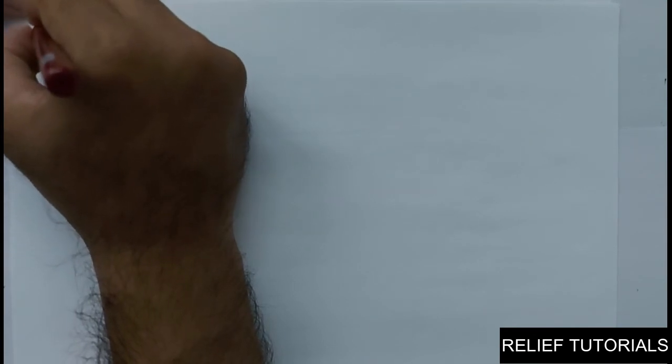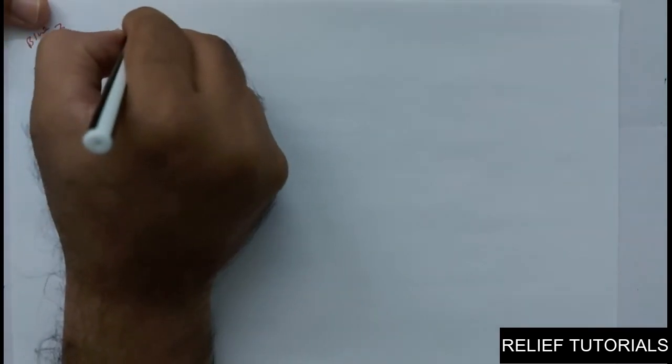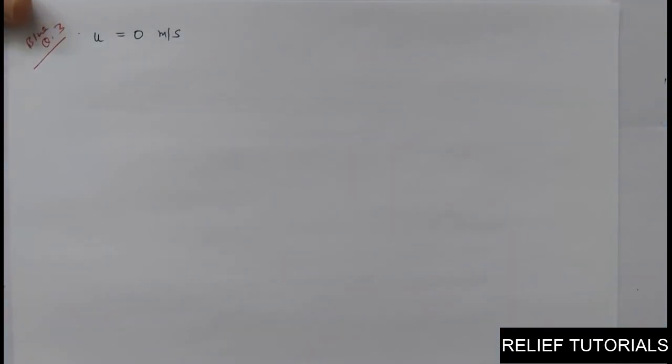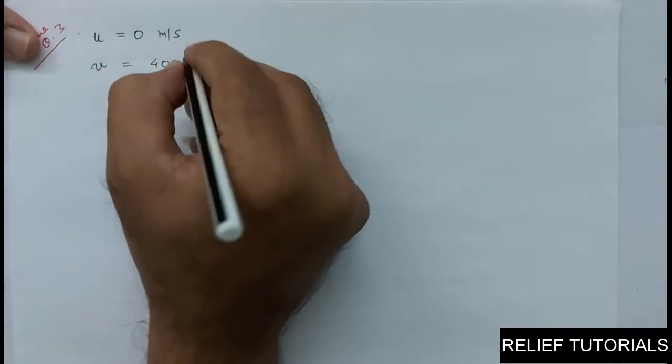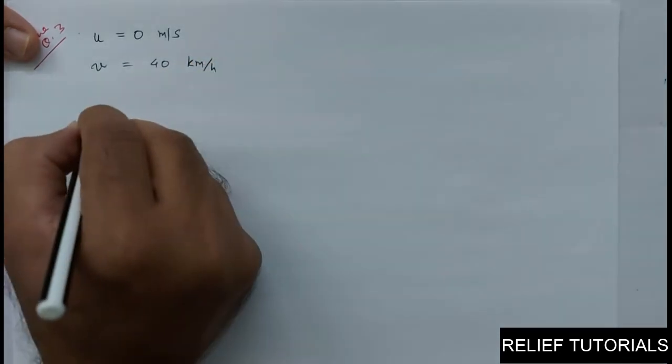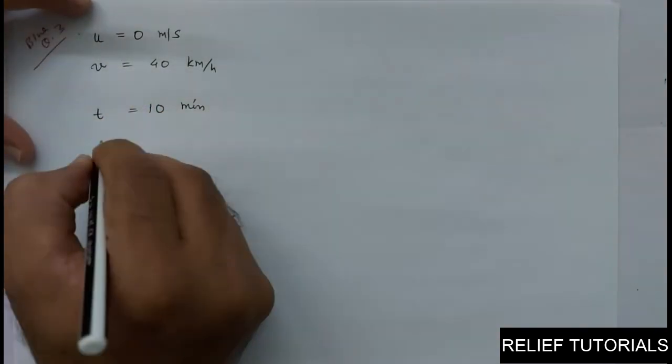Blue color question number 3. Please read that question. A train starting from a railway station. So obviously, if the train is starting from a railway station, it was initially stationary. So initial velocity, you can say, u is equal to 0 meter per second. Moving with uniform acceleration, it attains a speed of 40 km per hour in 10 minutes. Time required for that is 10 minutes. Find its acceleration.